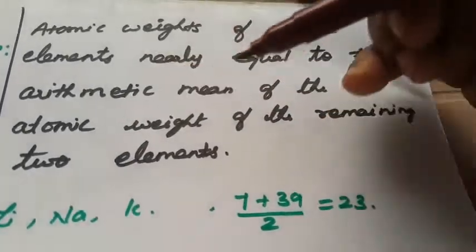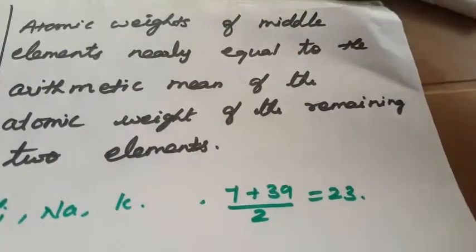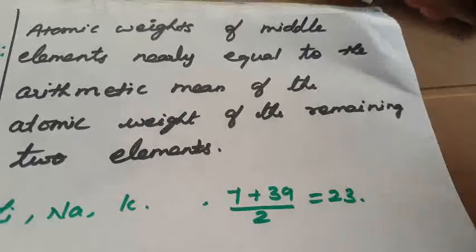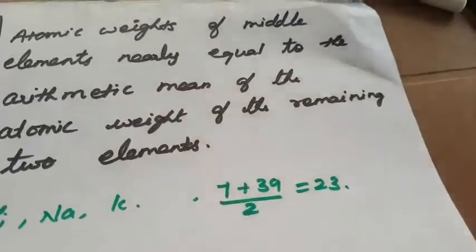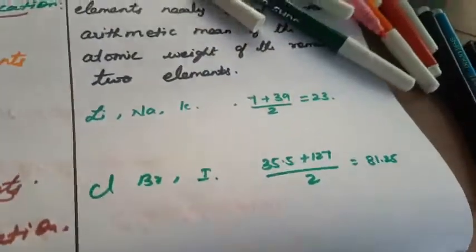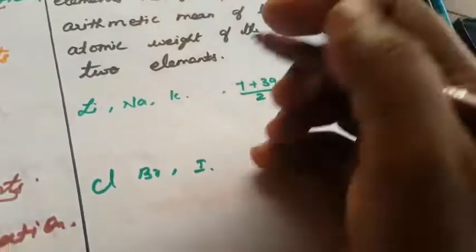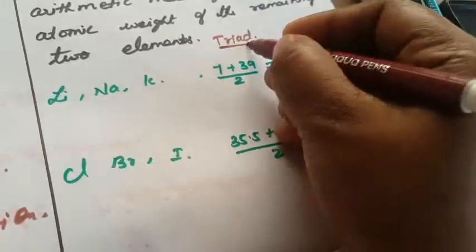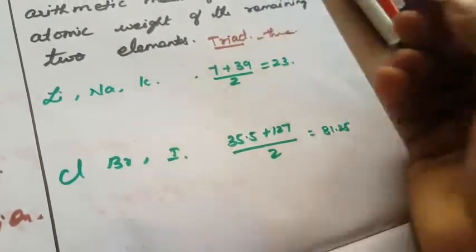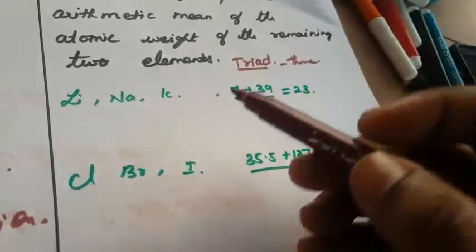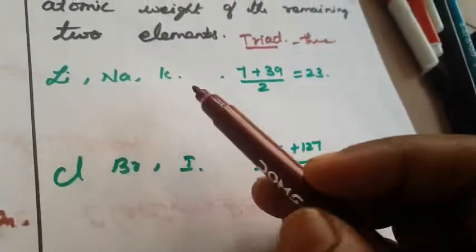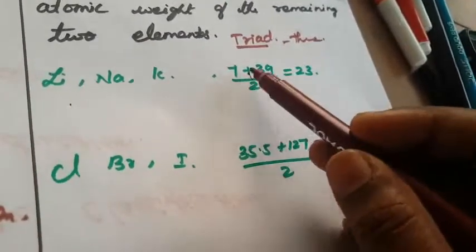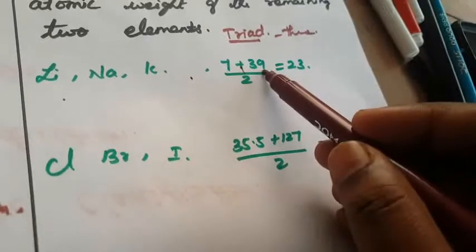So he arranged the elements by grouping them in triads. Otherwise it is called the triad classification. What is meant by triad? Triad means 3. So he grouped these elements in threes. Here lithium, sodium, potassium. Lithium atomic weight is 7, and potassium atomic weight is 39.